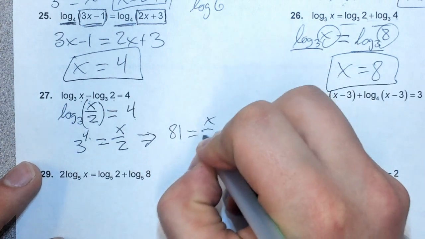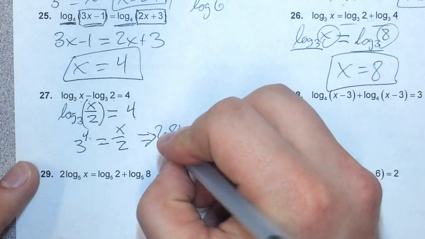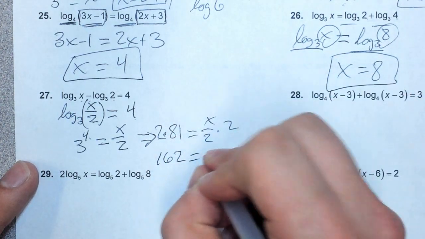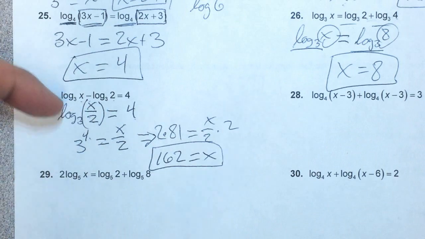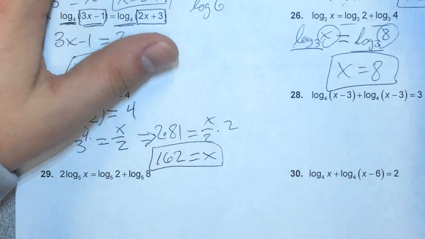All right, 3 to the 4th power is 81. Okay, that's what I thought. Just want to make sure. 81 equals x over 2. Solve for x by multiplying by 2. So that would be 2 times 81, 162, and that equals x. Okay, so if there's not logs on both sides, we have to convert to an exponential after we've condensed it down to 1. All right?